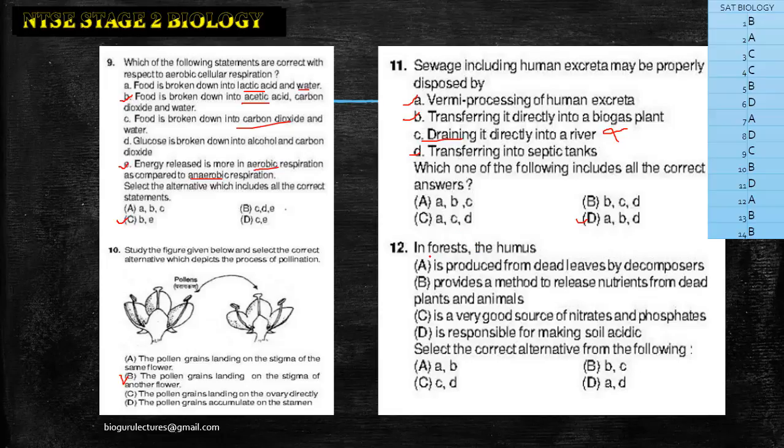Next, in forests, the humus. So humus can be produced by various modes here. If you actually go through this, it's produced from dead leaves by decomposers and provides a method to release nutrients from dead plants. Yes, of course. It's a very good source of nitrates and phosphates. May not be, because those are dead. And making soil acidic. I don't think so, it makes it neutral. Hence the answer option A is right.